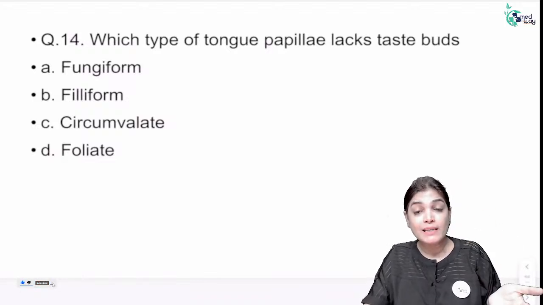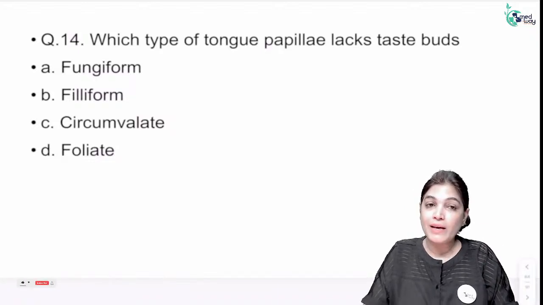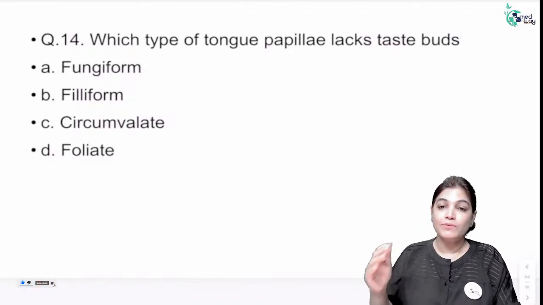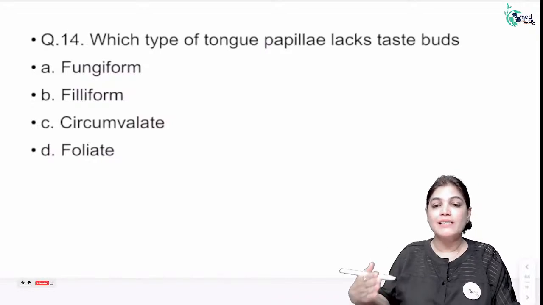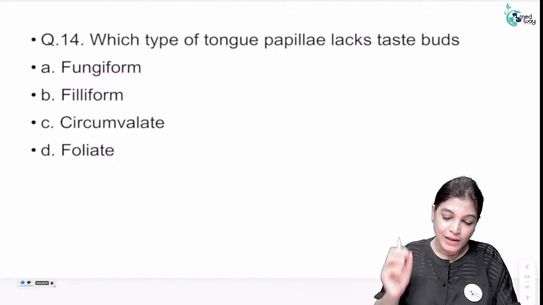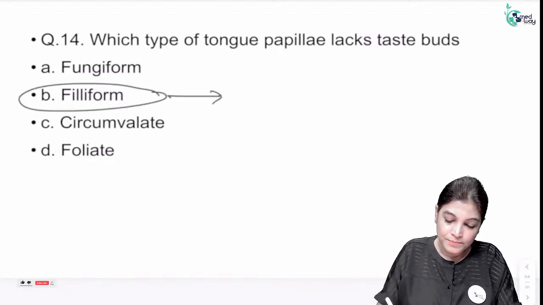How many papillae are there on the dorsum of the tongue? We have got 4 types of papilla: fungiform, filiform, circumvallate and foliate papilla. If the question comes about the lining epithelium of the tongue, that will be stratified squamous non-keratinized epithelium. The odd man out is the filiform papilla. Why? Because I will tell you, filiform papilla lacks taste buds.